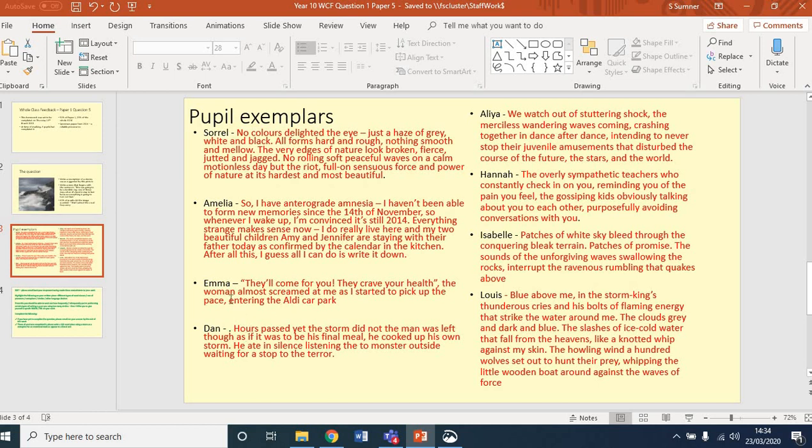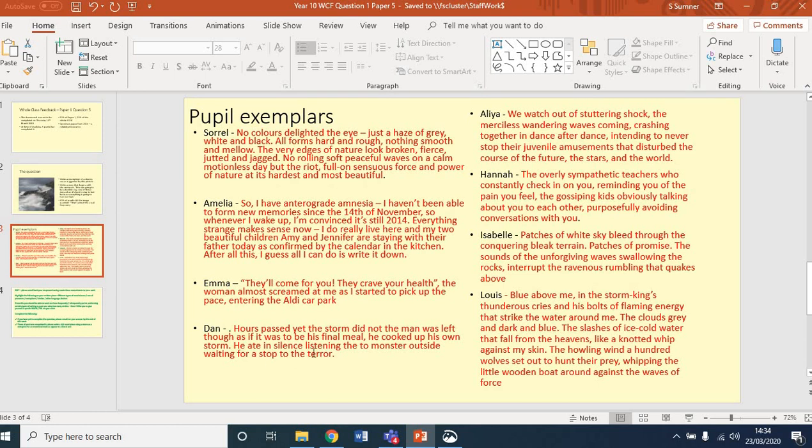Dan, and I know Emma and Dan will be pleased that I've placed them together, a wonderful brother and sister team here. Dan created a very powerful work about a man in a cabin waiting for a storm to finish. And again, this sense of the timelessness of the storm, its endless nature, was really well evoked by his writing. "He cooked up his own storm" is a phrase I particularly liked.